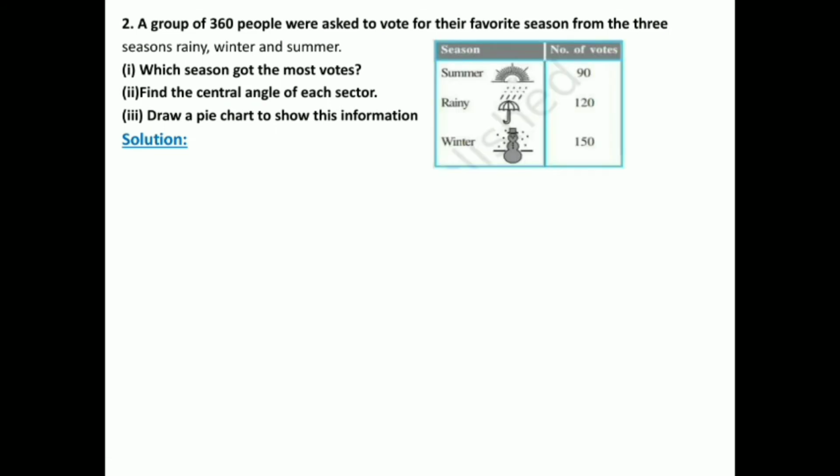Look at here. This is the chart: season and number of votes. That means 90 people like the summer season, 120 people like the rainy season, and 150 people like the winter season. Okay, so using this information, we have to write the answers.